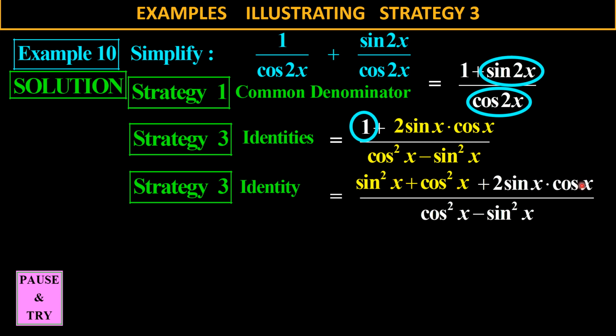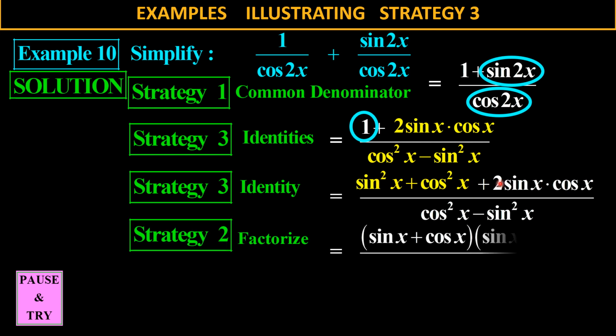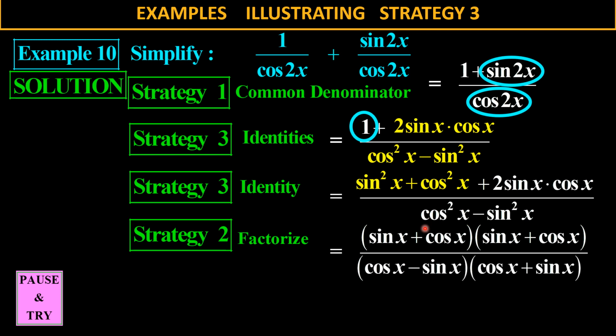Now, no like terms, cannot simplify the numerator, cannot simplify the denominator, but I can factorize. That's correct. The numerator is a trinomial, and I factorize the trinomial. Sine times sine is sine squared, cos times cos is cos squared. Okay, and there I've got my factors there. The denominator I can factorize, it's the difference of 2 squares.